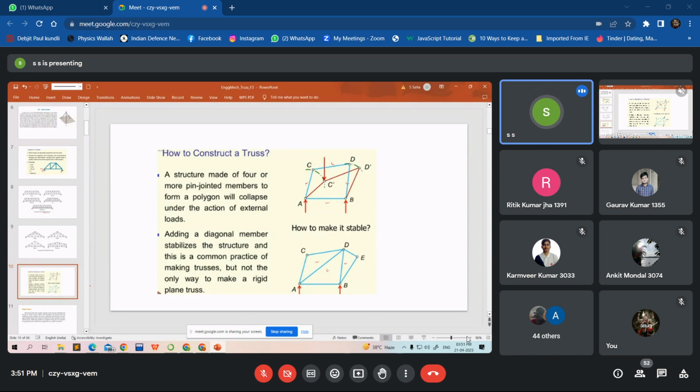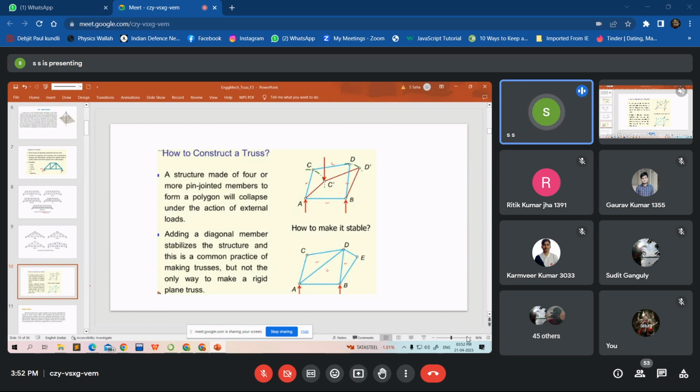So it is stable. Basically, if you find there is a problem of stability, that means the structure is not retaining its shape, then you have to see how you will make it stable by adding members to make a triangular configuration. So adding a diagonal member stabilizes the structure, and this is a common practice of making trusses, but this is not the only way.